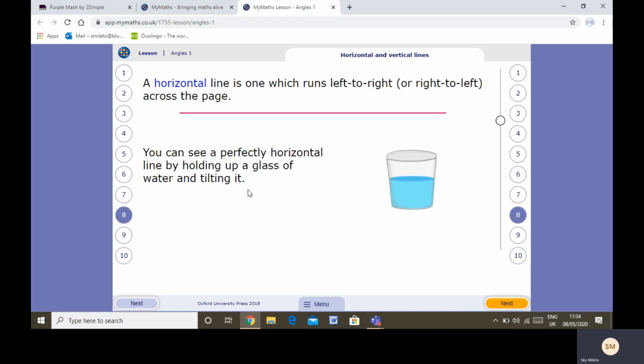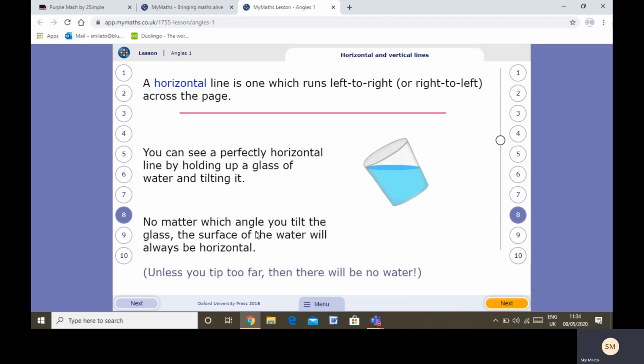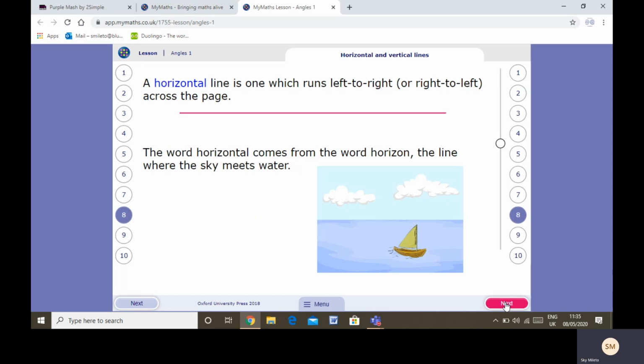If you got a glass, and you can go and do this little experiment if you want, and filled it with water, you would see that the water is on a horizontal line. The line runs from left to right, horizontal. If you tilted the glass, no matter what angle you tilted it, the water would still be horizontal. Water can't not be horizontal. It can't magically go at different angles. It will always be horizontal, and that's due to gravity, if you're interested why. Unless you tip it too far, then the water will fall out, so there'll be no water. So you can have a go if you want.